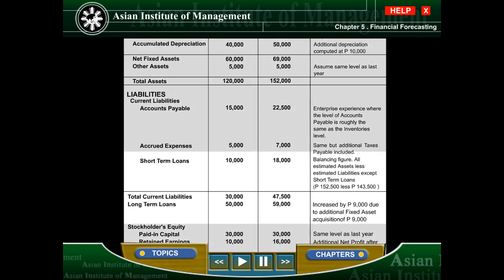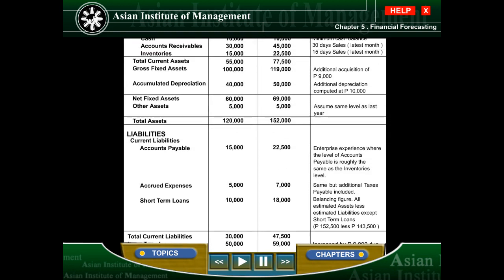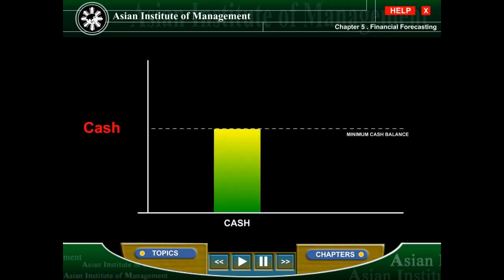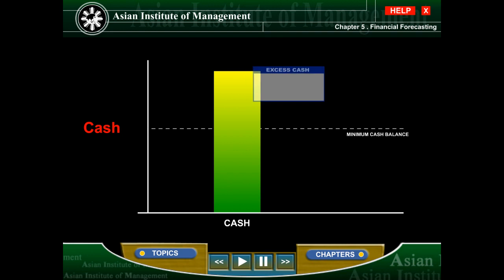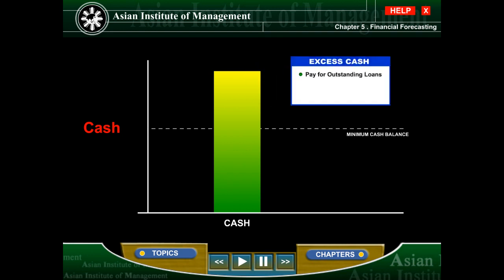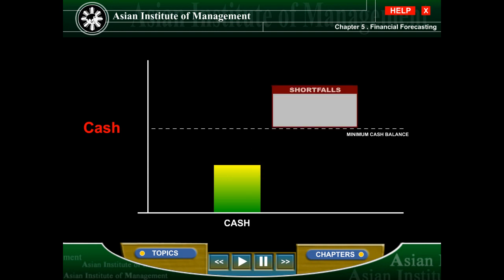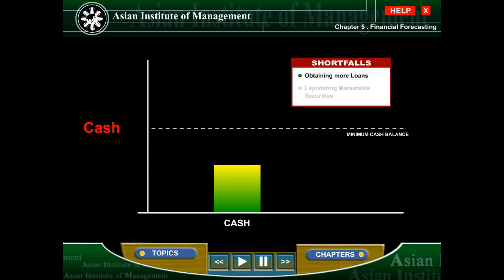The approach suggested earlier was to use loans as a balancing account. Alternatively, one can use the cash account. Instead of stipulating a minimum cash balance, cash can be allowed to go above the minimum balance or to go below that, even to the point of showing a negative cash balance. If the cash goes above the minimum balance, the forecaster can subsequently adjust the balance sheet by using the excess cash to pay for outstanding loans or to increase placement in marketable securities. If the cash goes below the minimum balance, the forecaster can cover the cash shortfall by obtaining more loans or by liquidating marketable securities into cash.